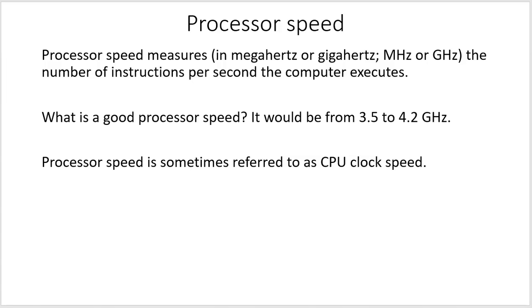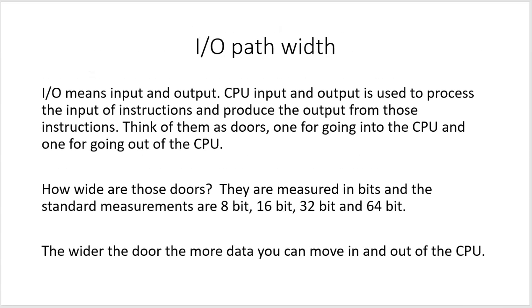So what is a good processor speed? It would be from 3.5 to 4.2 gigahertz. Processor speed is sometimes referred to as CPU clock speed.